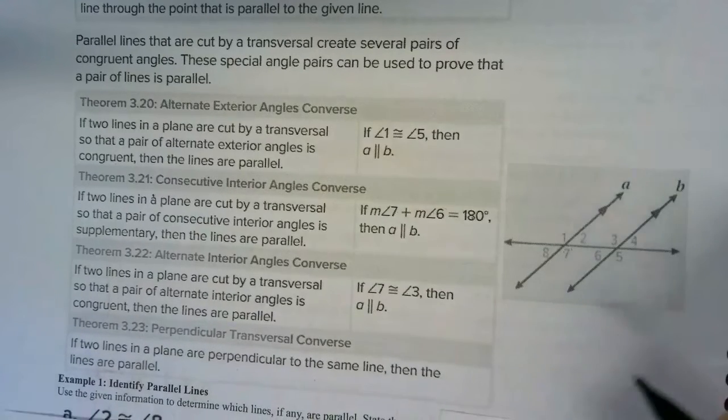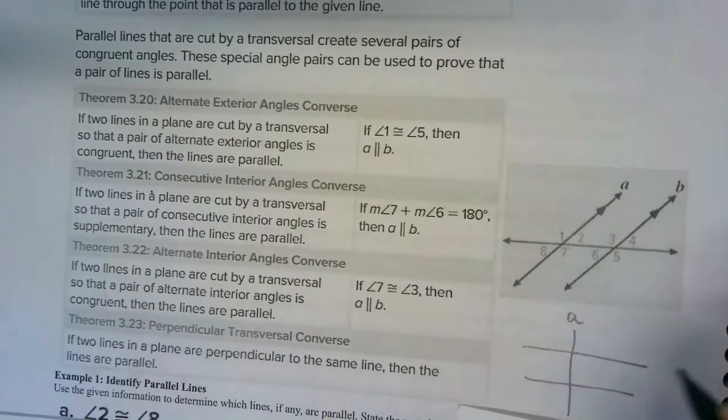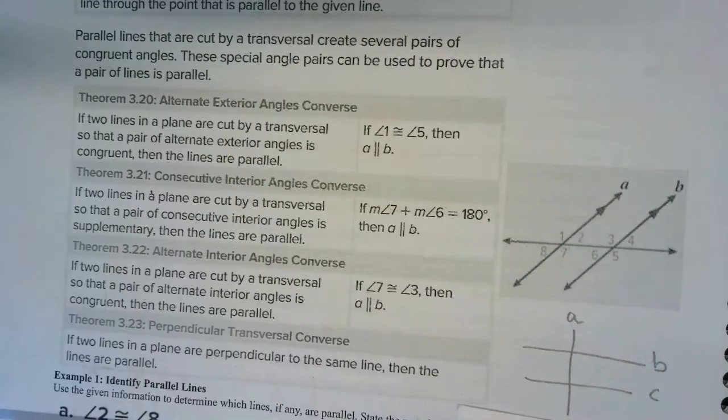This last theorem, perpendicular transversal converse, just says that if two lines in a plane are perpendicular to the same line, for example, like this, line A is perpendicular to B and C, therefore B and C have to be parallel.